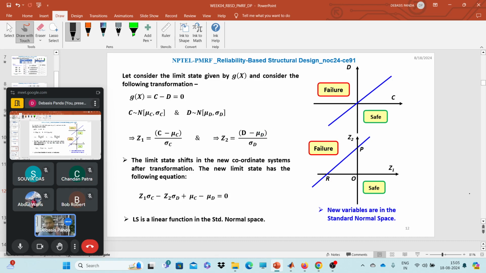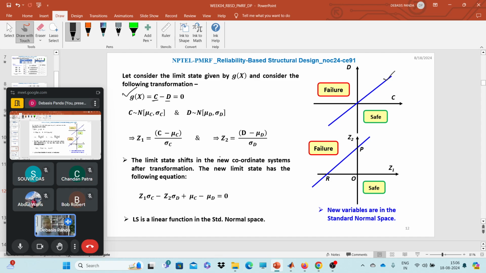First we need to define the limit state with respect to capacity and demand. For example, we have a limit state in the form of capacity and demand, c minus d equals 0. If we draw it, it will give us a straight line on the original domain or original plane.